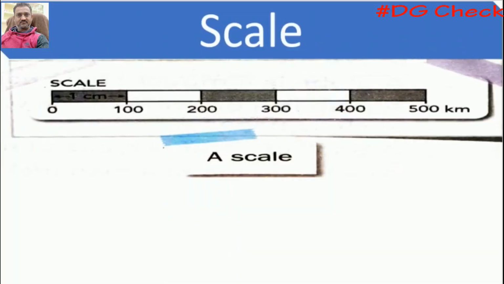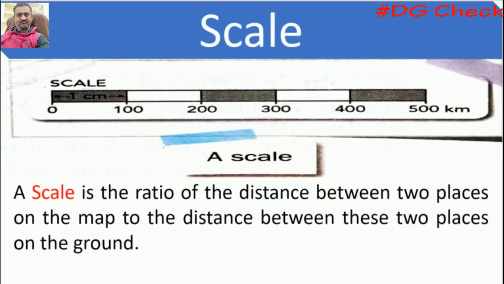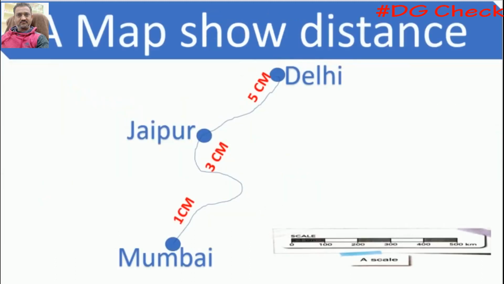Scale. A scale is a ratio of the distance between two places on the map to the distance between these two places on the ground. According to the scale, we can show it on the map. This one is an example. Show the distance on the map.